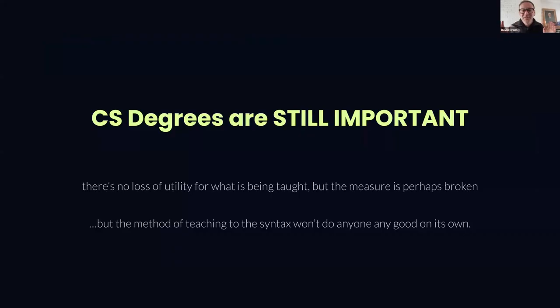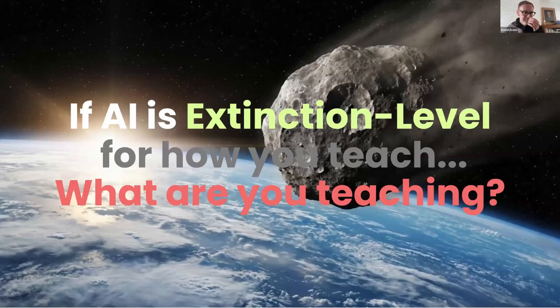But all of this is to say the CS degree is still important, right? The utility of what's being taught is still there, but what we were measuring on the outside, and what seeped into the way that it is taught over time, is maybe broken. The idea is that the industry skills have gone a little too far upstream, and this is where the freakout is coming from. The idea that syntax is important is just not true anymore. It is basically free.